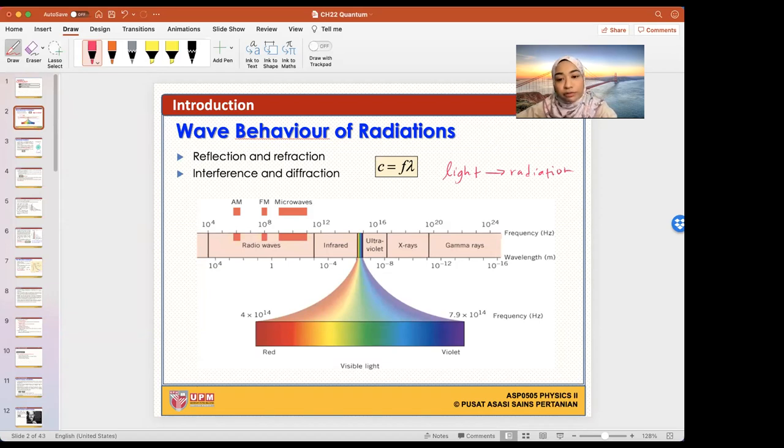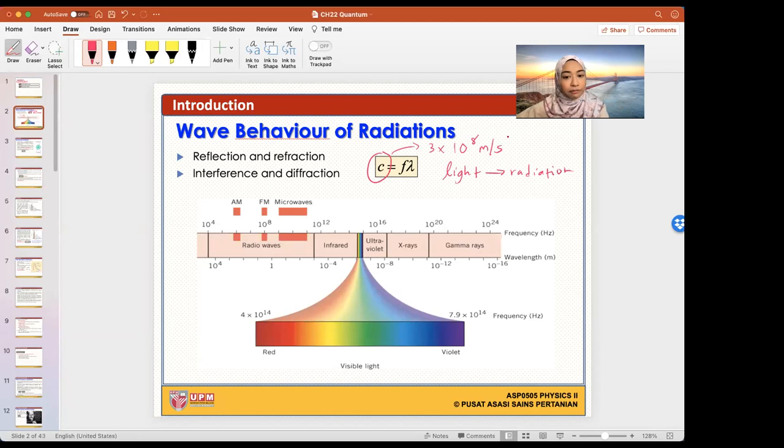So light is a form of radiation. We have other types of radiation as well, but light is one of the radiation that exists in the world. So the speed of light is given by C. C is 3 × 10⁸, if I'm not mistaken, meter per second.